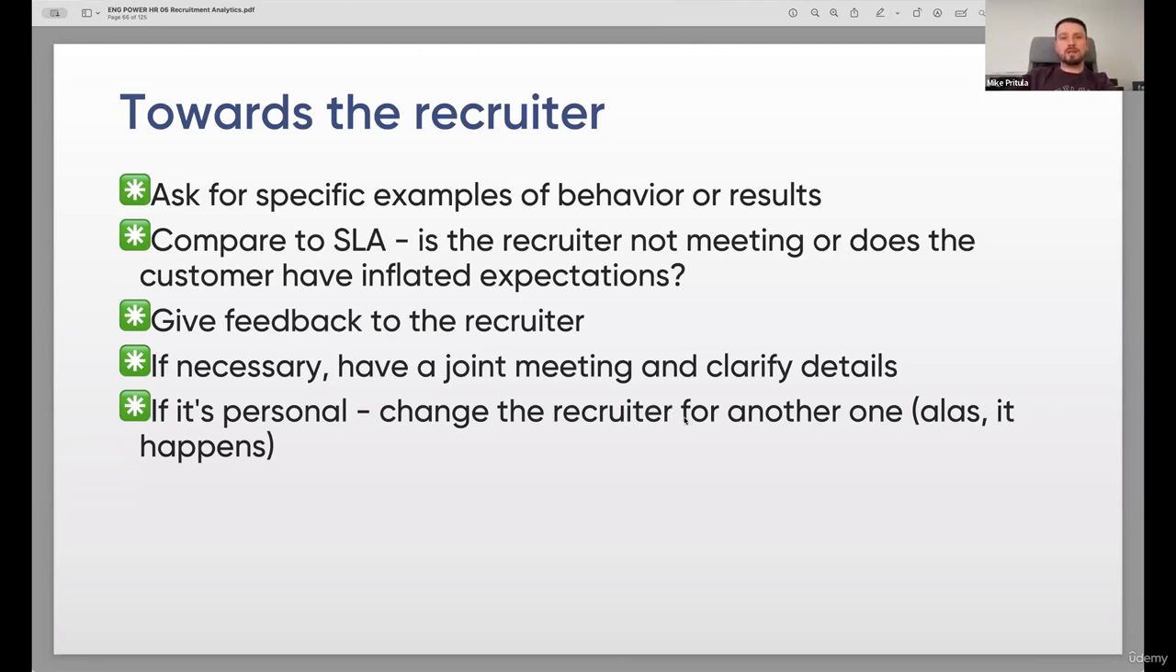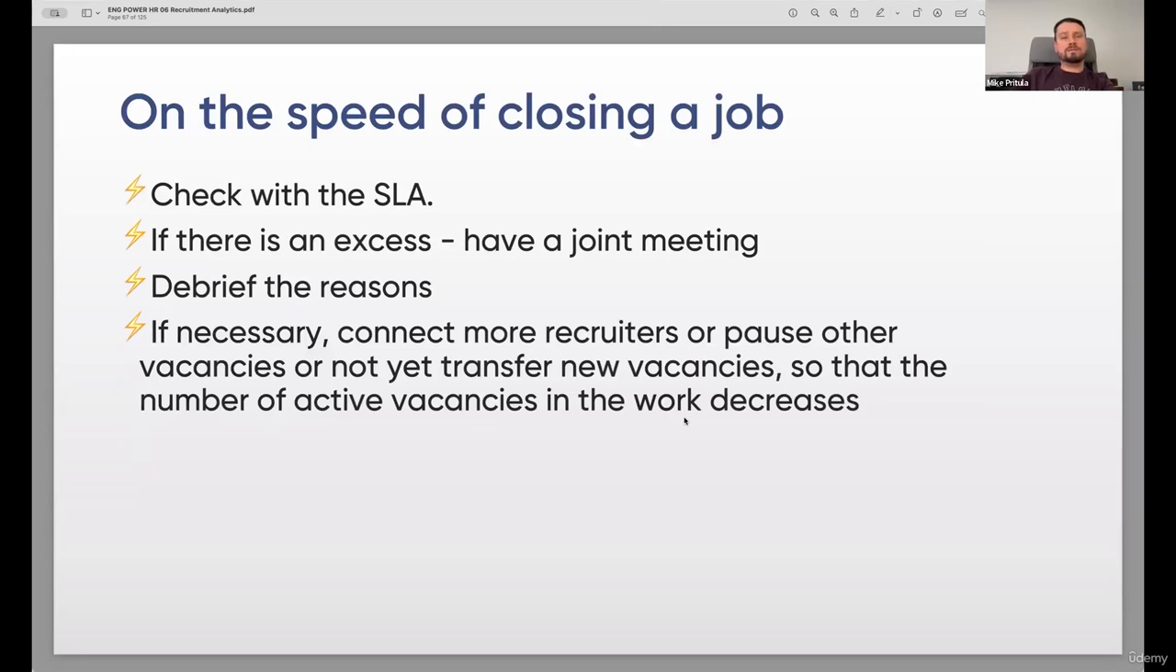So, yeah, it happens. If it's about the speed of closing the vacancy, again, check with the SLA. If there is an excess, have a joint meeting, debrief the reasons. If necessary, connect more recruiters or pause other vacancies or not yet transfer new vacancies so the number of active vacancies in the work decreases.